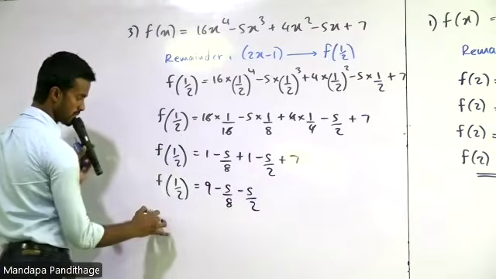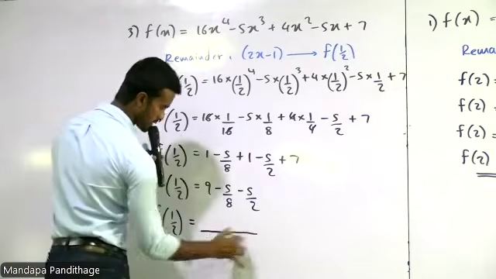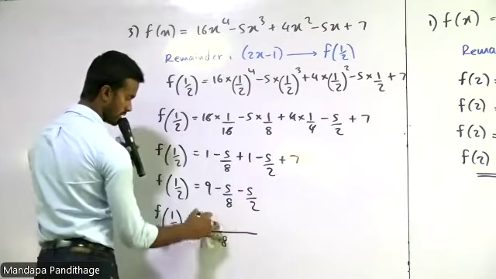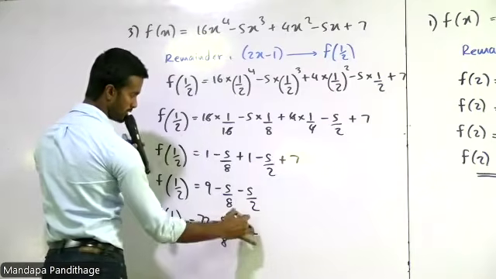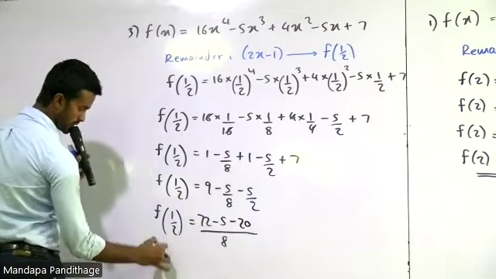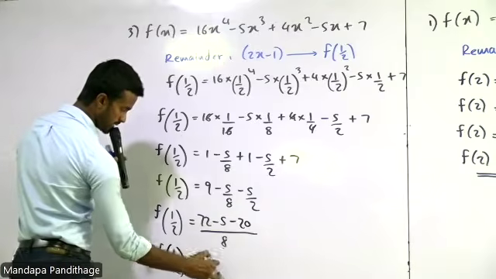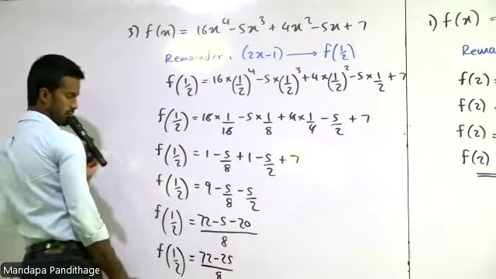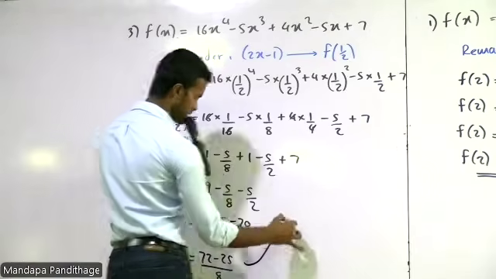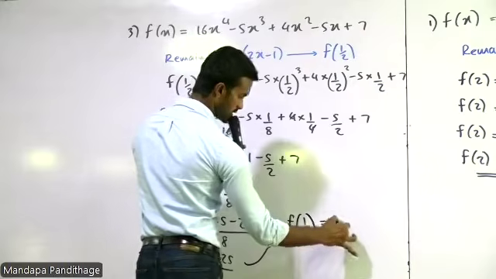Then take 8 as the common denominator. So when you take 8 as the common denominator, 8 into 9 is 72. Minus 5, this should be multiplied by 4, it's minus 20. So f half is 72 minus 25 over 8. So f half is equal to 47 over 8.